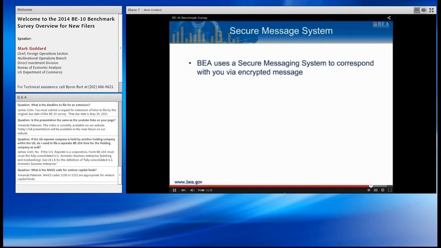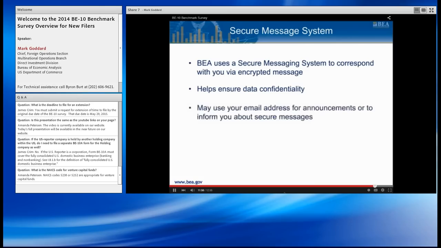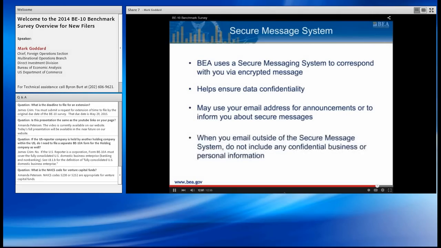BEA uses a secure messaging system to correspond with you via encrypted message to discuss questions relating to the survey. Use of the secure messaging system helps us to ensure that the data you have provided is kept confidential. There are times when we may use your email address for survey-related announcements or to inform you about secure messages. When you email outside of the secure messaging system, please do not include any confidential business or personal information.